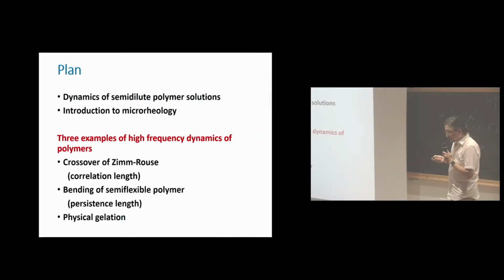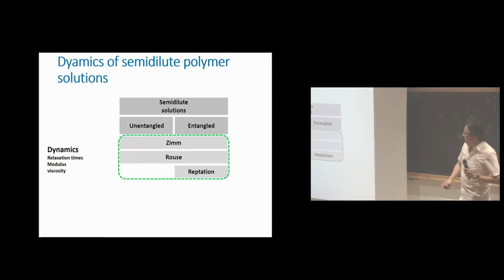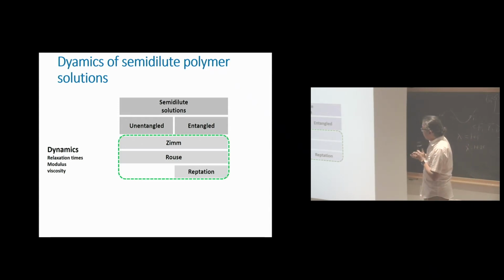This is the second lecture on dynamics after that of Professor Colby, so I will show you the theoretical part of dynamics of semi-dilute polymer solutions. This is related to the first example of experiments. Today, the first part of this lecture is the dynamics of semi-dilute polymer solutions of flexible polymers, which can be unentangled or entangled.